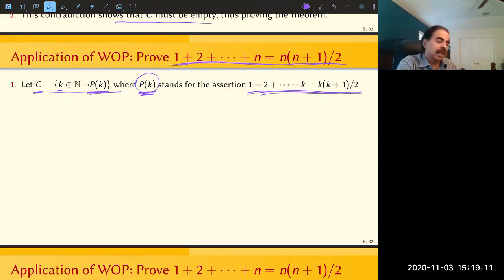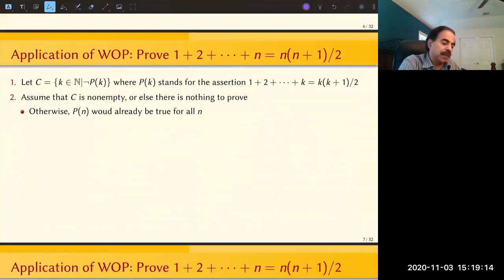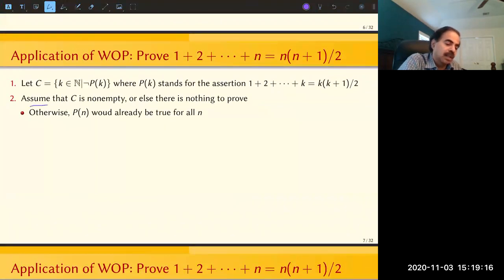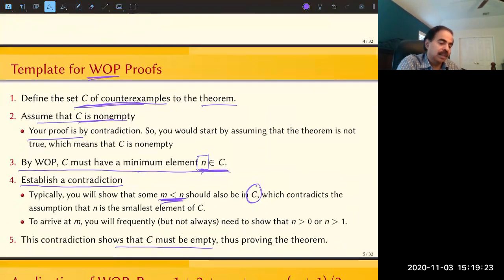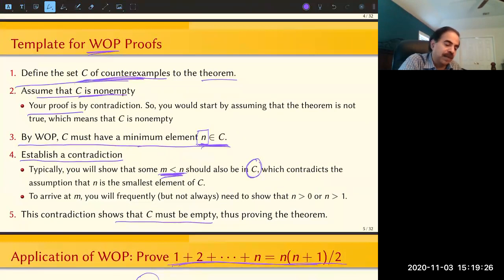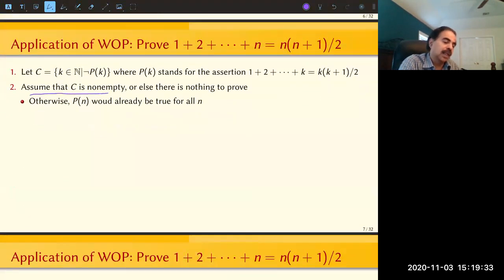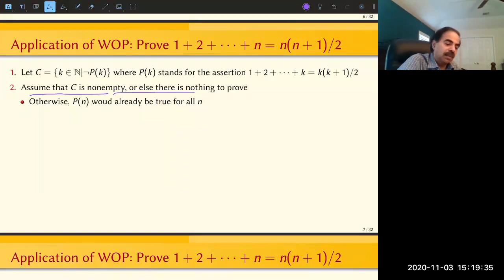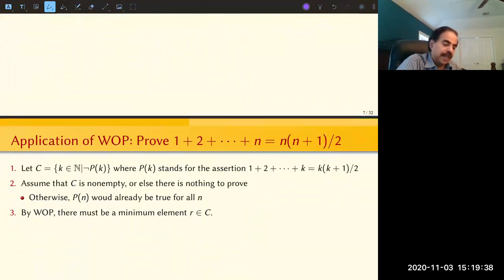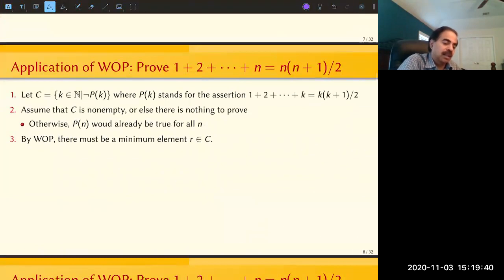Now that you have set up the set of counterexamples, your second step is always to assume that C is non-empty. Again, let's look at the template. The first step is to define the counterexamples. The second step is to assume that C is non-empty, so that's what we do. Then the third step: you invoke WOP to say that there exists a minimum element R that belongs to C.